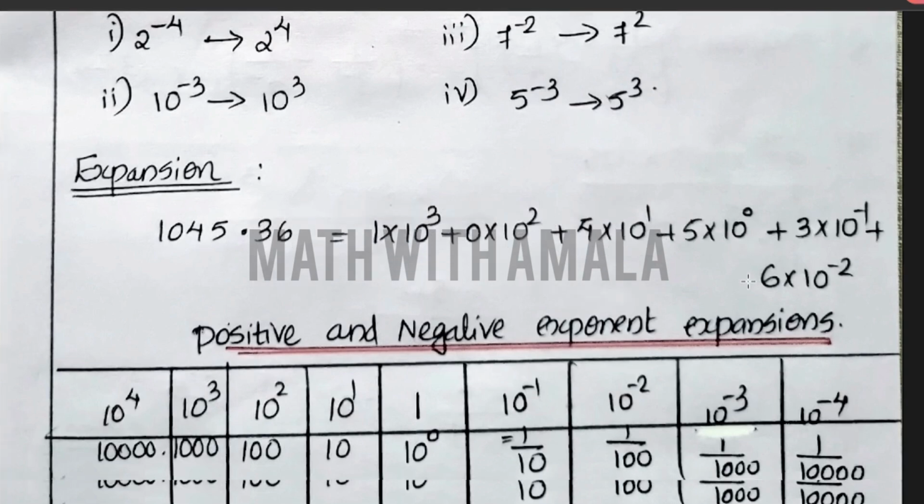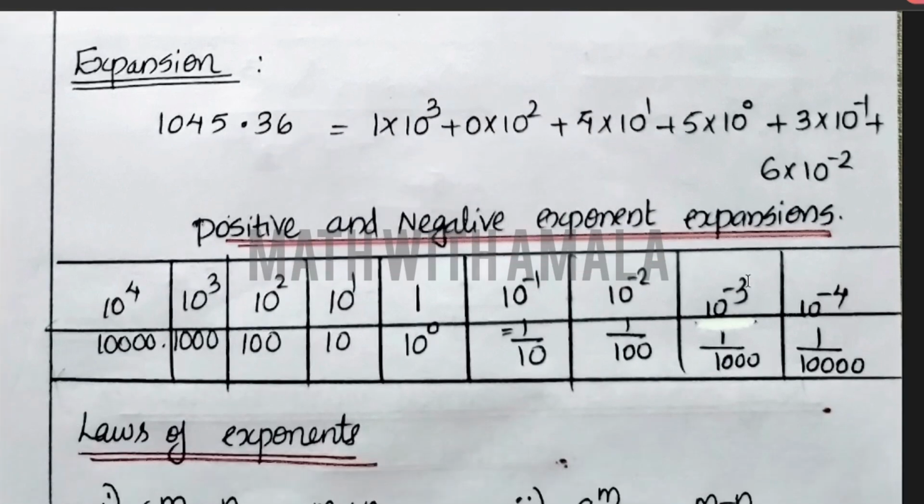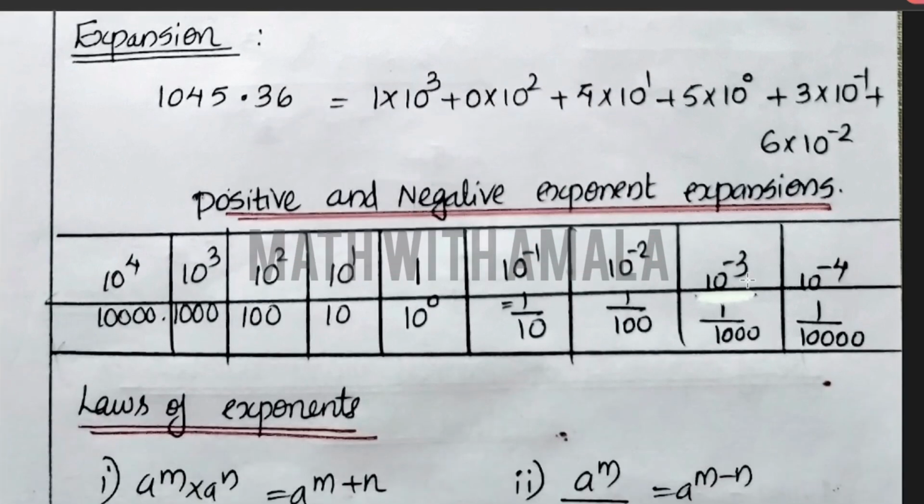Let's find the multiplicative inverses of the following. 2 raised to minus 4 will have the multiplicative inverse 2 raised to 4. Likewise, 5 raised to minus 3 will have 5 raised to 3. Expansion.